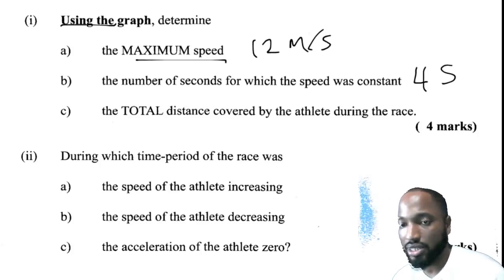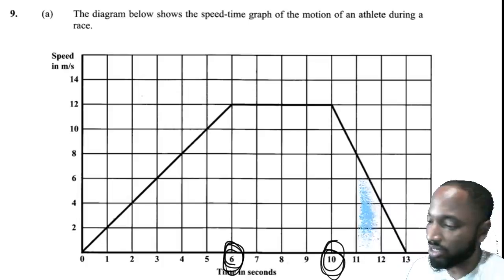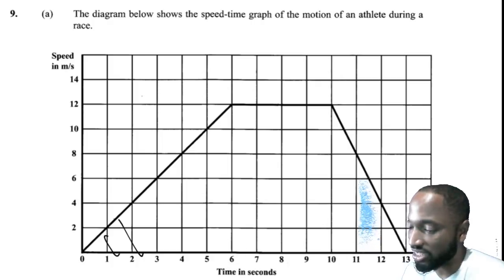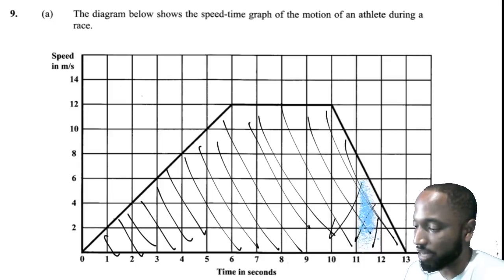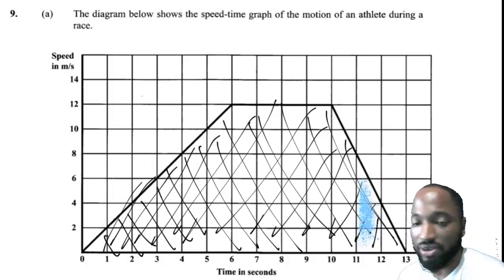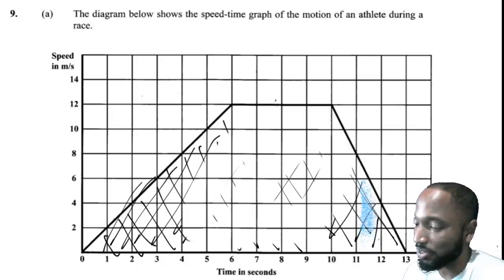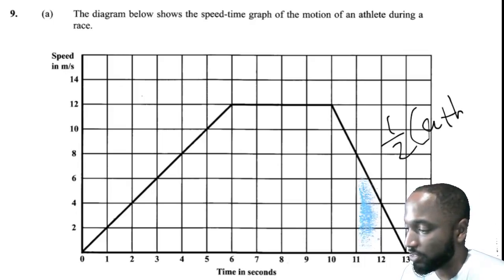And the total distance covered by the athlete during the race. This part is a little tricky because if you look here, you're not seeing anything about distance. But what you're supposed to know is to remember when your teacher said that in a speed time graph, the area underneath the graph is the distance. So you need to find the area underneath that graph. If you look carefully, you will notice that that area is actually a trapezium. Now, some people don't know how to find the area of a trapezium, so they end up finding the area of two triangles and a rectangle. But the area of a trapezium is half A plus B by H.